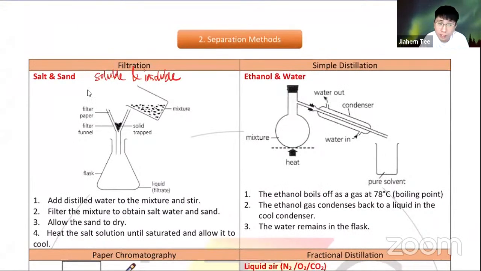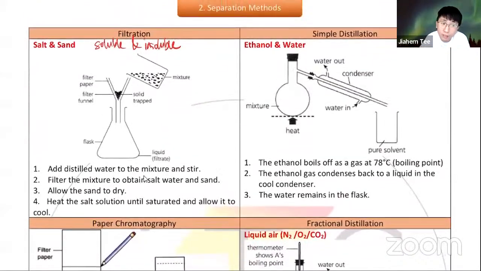Let's say I have a salt which is soluble, and I have sand that is insoluble in water. What I can do is dissolve it into water, then do filtration. I can filter out the insoluble sand, while the salt dissolves into water, and you can collect the salt solution at the bottom. You get the filtrate, the liquid. So this is actually the first and the easiest thing to do. We can allow the sand to dry, heat the salt solution until saturated, and allow it to cool. So this is the first one, filtration.